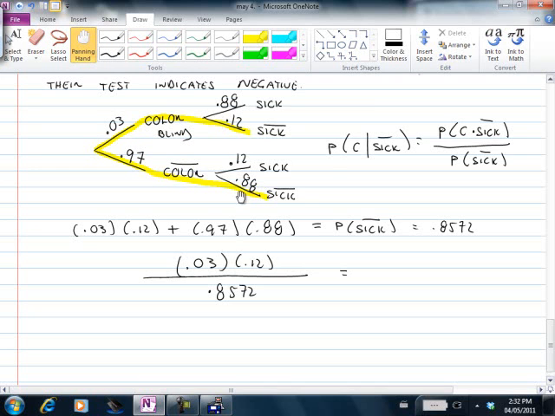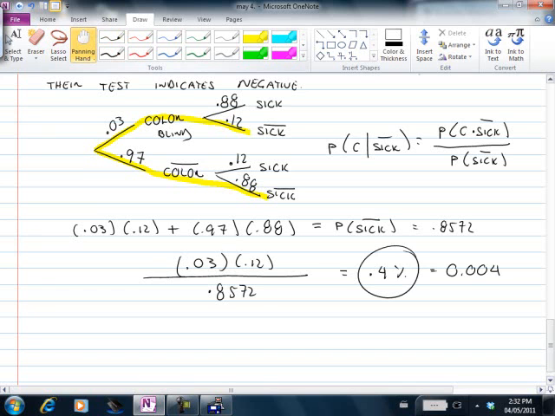Well, the bottom one we don't need. Because look at the formula. Look what you want on top. C means colorblind, right? Colorblind and not sick, which is 0.03 and 0.12. And I think you punch it in, you have like 0.4%, or 0.004, I think. Something like that.